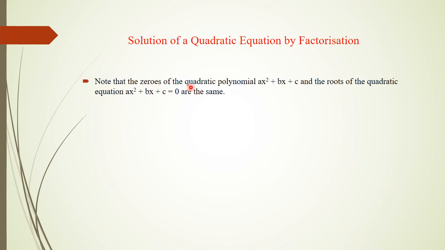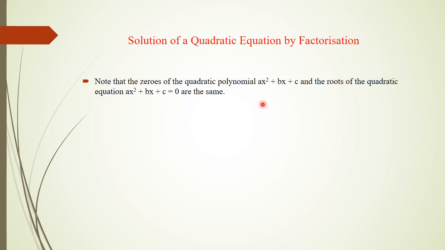Note that zeros of quadratic polynomial ax square plus bx plus c and roots of the quadratic equation are nothing but the same. If you want to look into the term zero of a polynomial, if I explain that further, zero of any polynomial is that one particular term or a number which upon substituting in that polynomial, if the value of that polynomial is going to be equal to zero, then that term or number is called as zero of that polynomial.